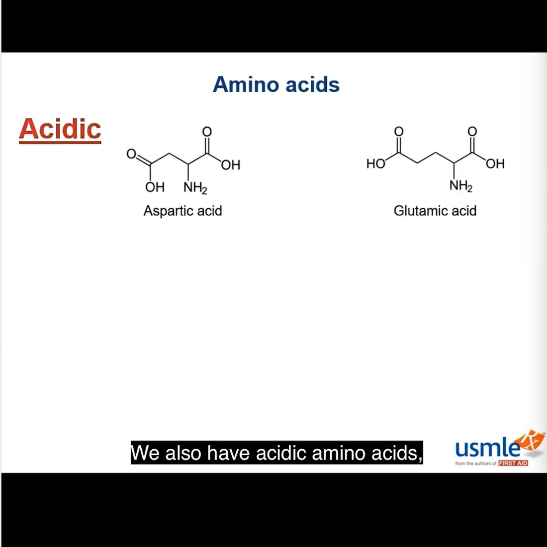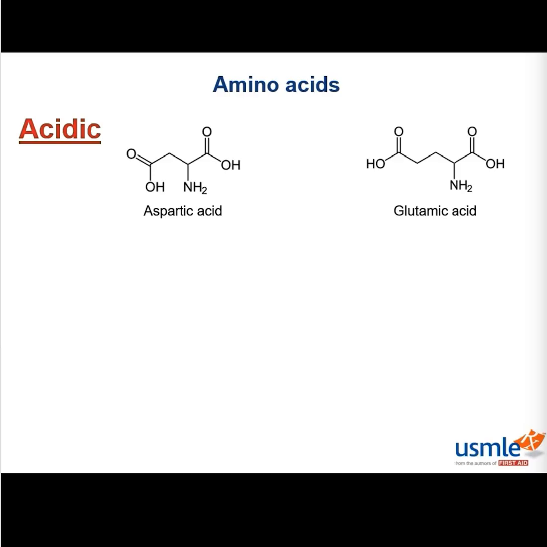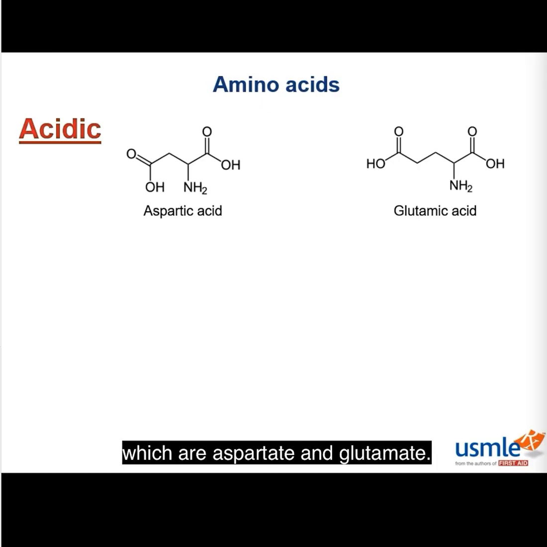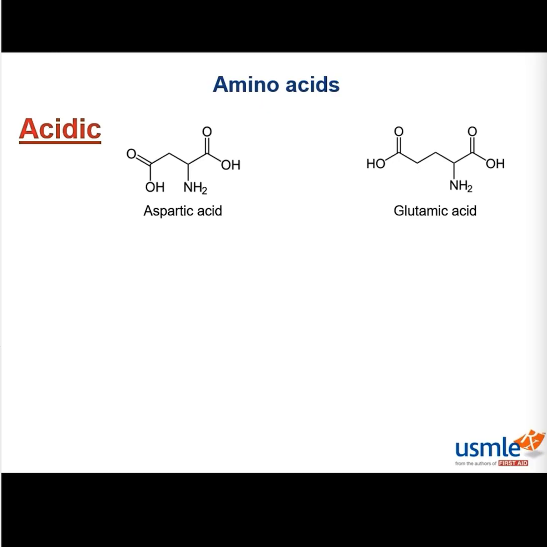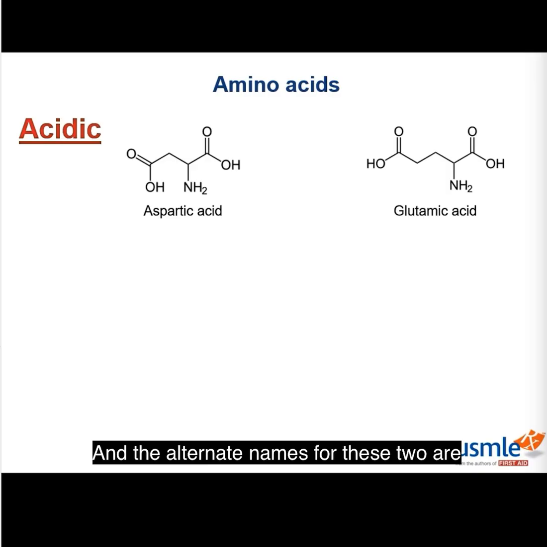We also have acidic amino acids, which have a negative charge at physiological pH, which is usually between 7.2 and 7.6. There are only two acidic amino acids, which are aspartate and glutamate, and the alternate names for these two are aspartic acid and glutamic acid. So it's pretty easy for you to remember which two are acidic.